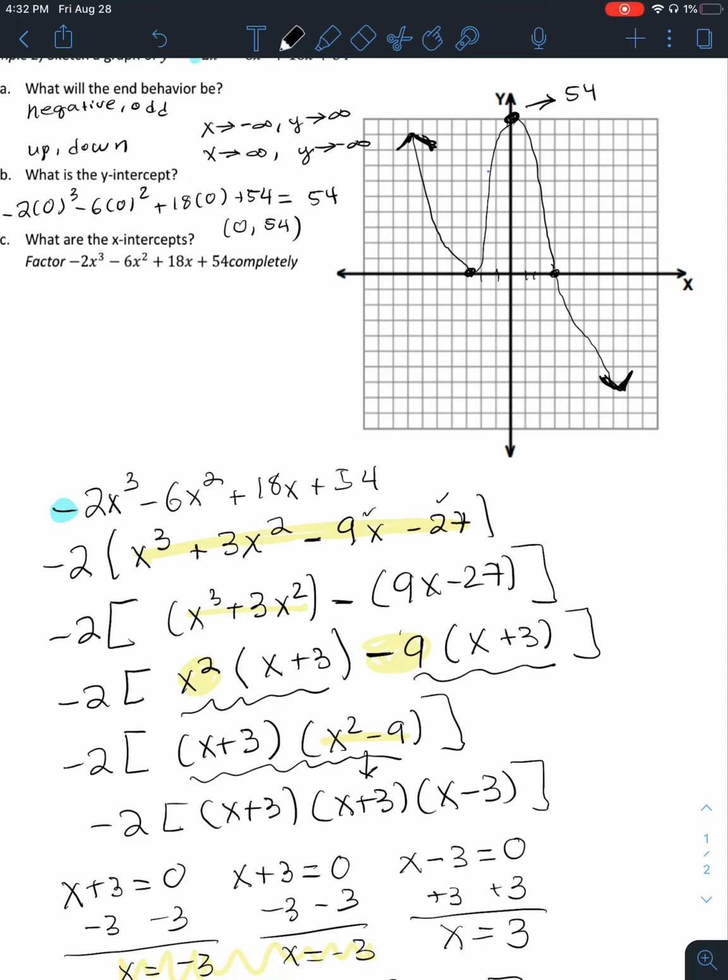It doesn't have to be perfect. But here you can see that we got our end behaviors correct. We showed the bounce, we showed our zeros, and we showed our y-intercept. And that is good enough here.